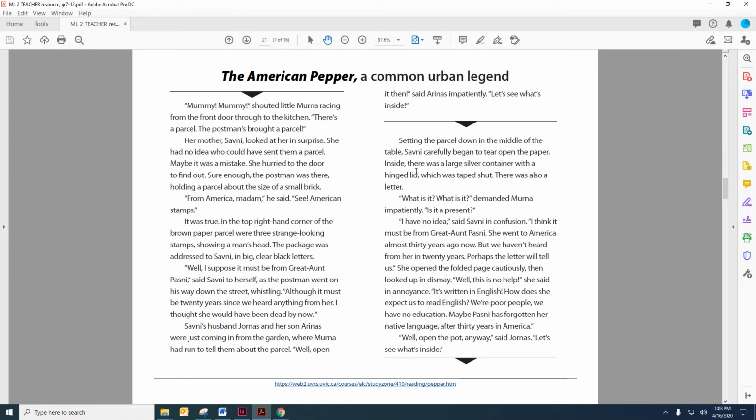Setting the parcel down in the middle of the table, Savni carefully began to tear open the paper. Inside, there was a large silver container with a hinged lid, which was taped shut. There was also a letter.